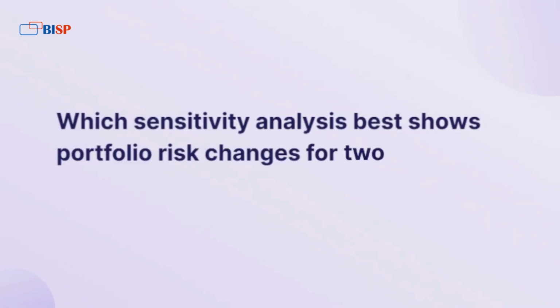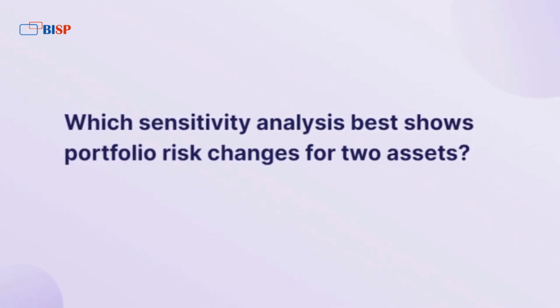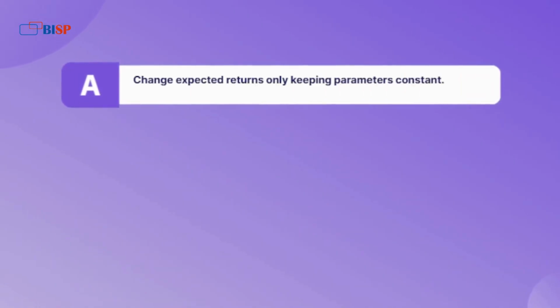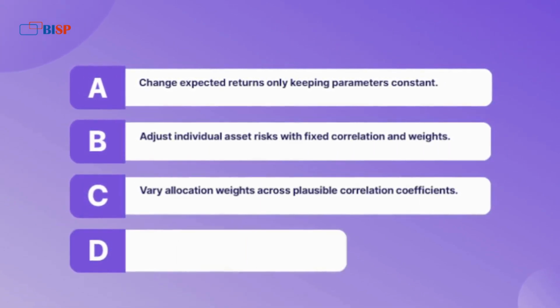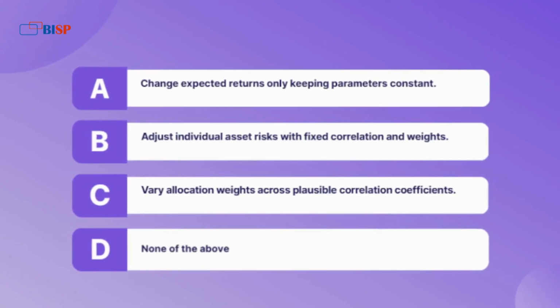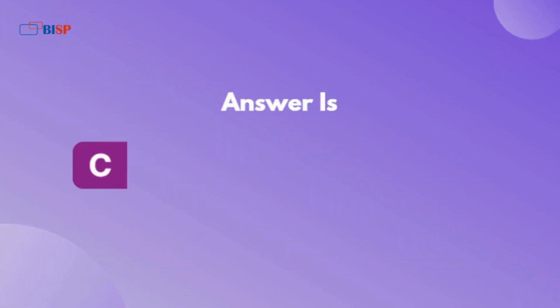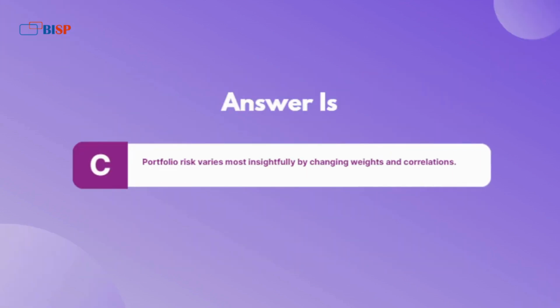Which sensitivity analysis best shows portfolio risk changes for two assets? A. Change expected returns only keeping parameters constant. B. Adjust individual asset risks with fixed correlation and weights. C. Vary allocation weights across plausible correlation coefficients. D. None of the above. Answer is C. Portfolio risk varies most insightfully by changing weights and correlations.